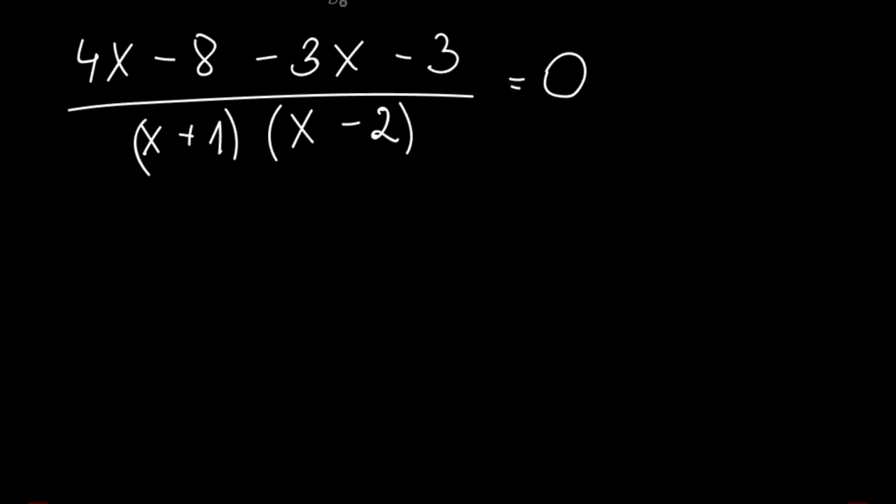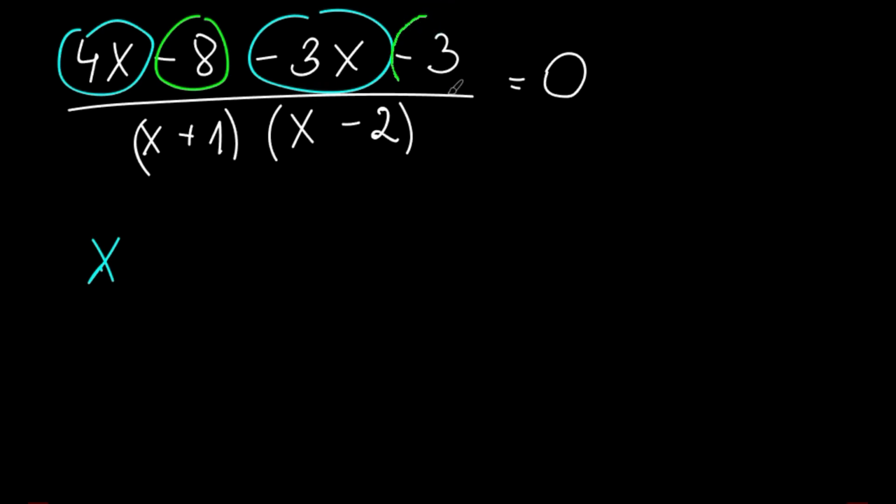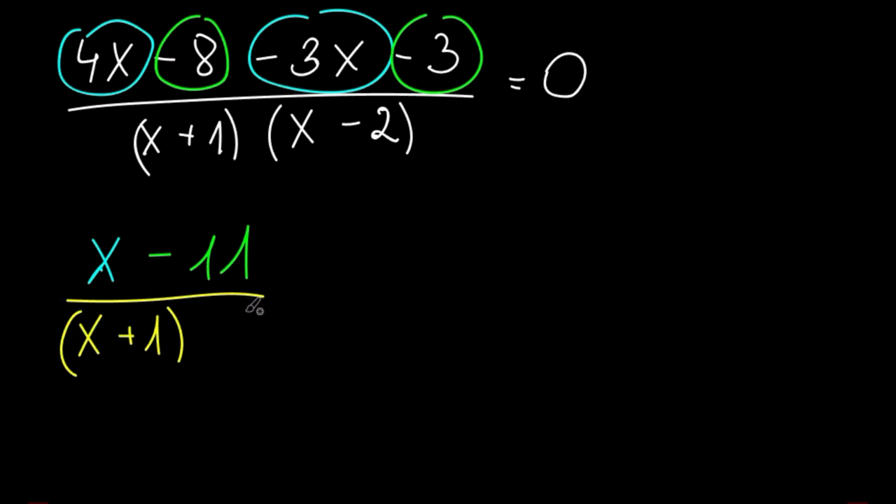Okay, I'll take another color. So we need to group these two: 4x minus 3x will give us x, and we need to group these two: minus 8 minus 3 will give us minus 11. Okay, it's minus 11, and we simply rewrite our denominator, x plus 1 times x minus 2, and it is equal to 0. Now we can finally solve this equation.